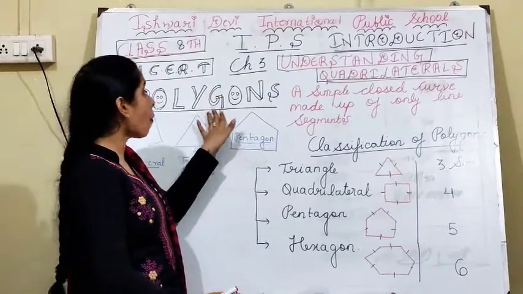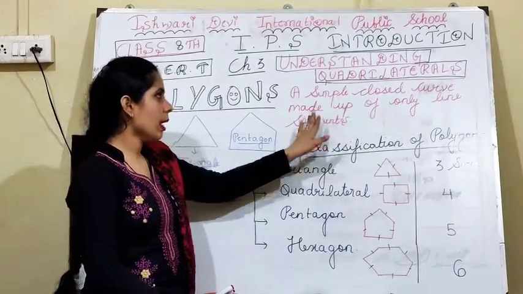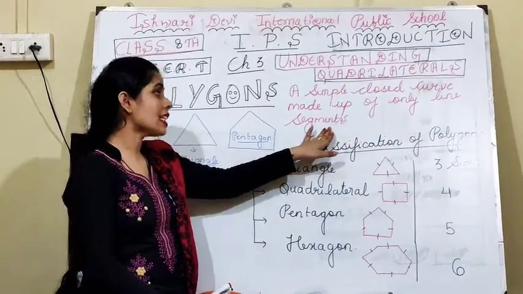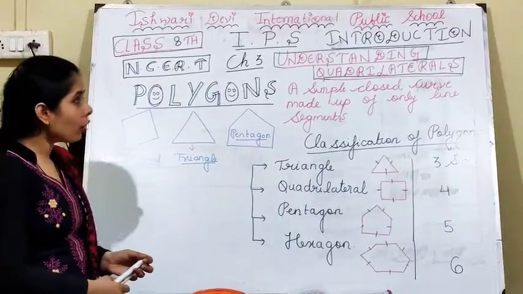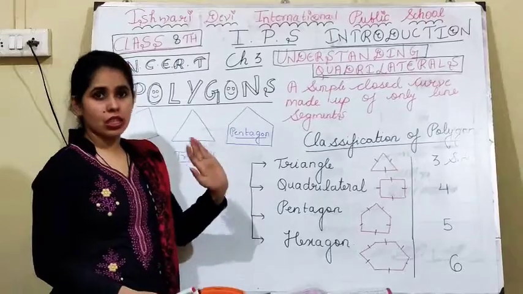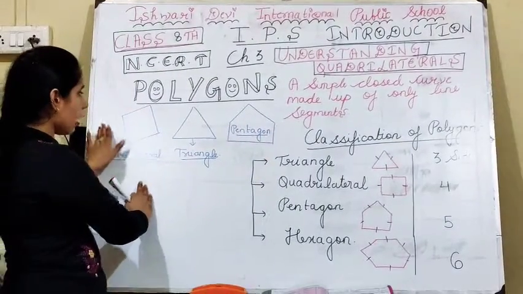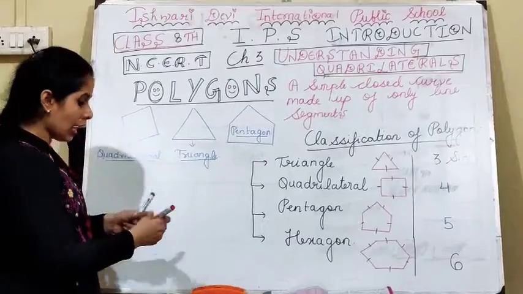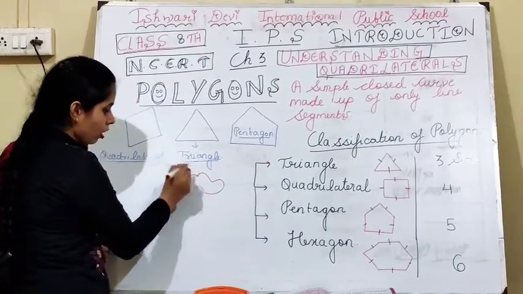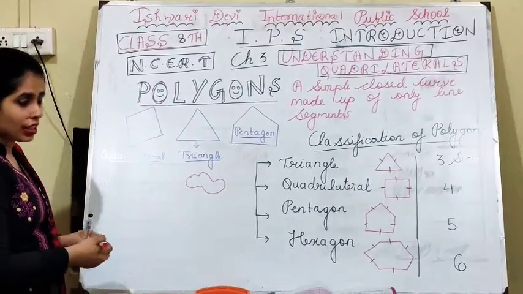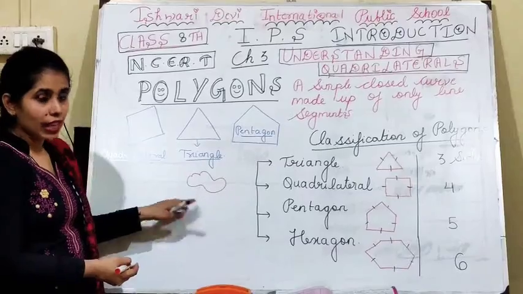Now what is a polygon? Polygon is a simple closed curve made up of only line segments. It means that if there is a figure which is closed, then these are closed figures, right? This is also a closed figure, but it is not a polygon. It is just a closed figure, right?